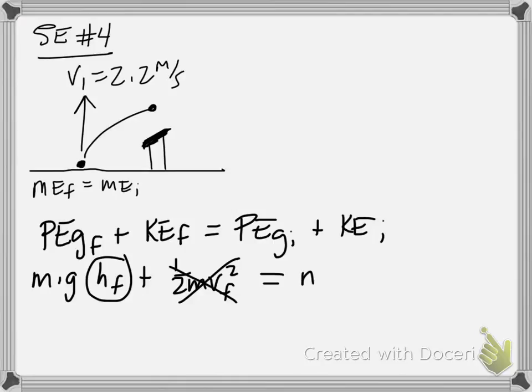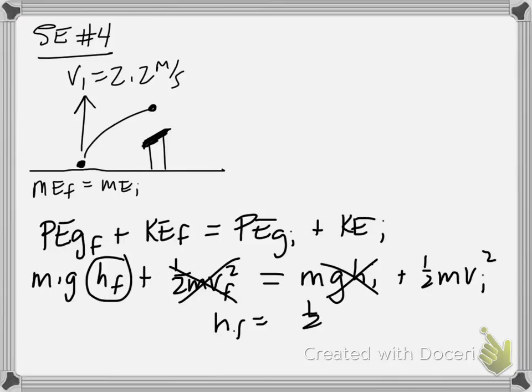The mass gravity initial height plus 1/2 mass velocity initial squared. What was their initial height above the ground? 0, so that goes away. So we actually have a really nice little setup here where final height is equal to 1/2 mass initial velocity squared divided by mass gravity. So mass goes away, and we end up with VI squared over 2G, basically.